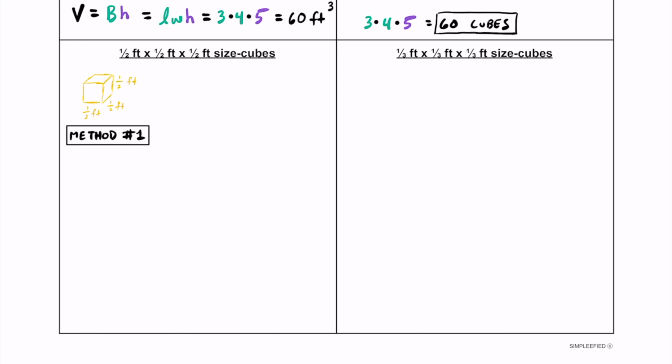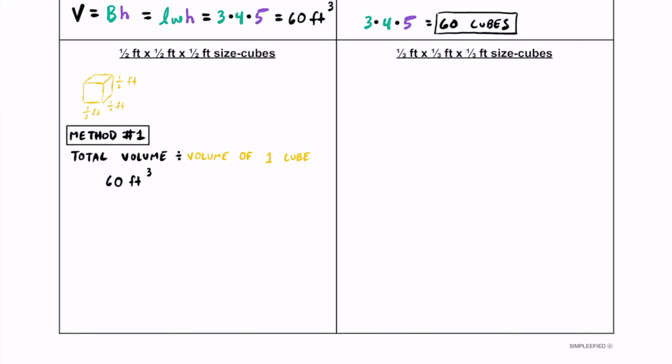So let's start with method 1 again. For method 1, we can find the total number of these cubes that fit inside if we take the total volume of the prism and divide by the volume of one cube. So we know the total volume of the rectangular prism was going to be 60 cubic feet, right?